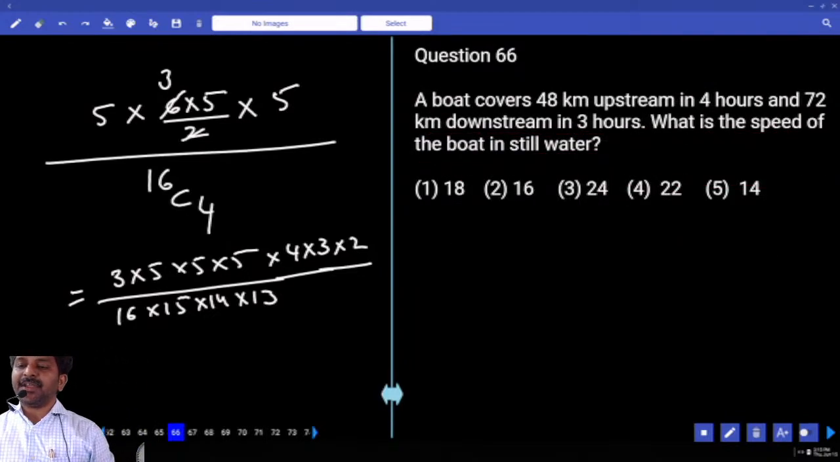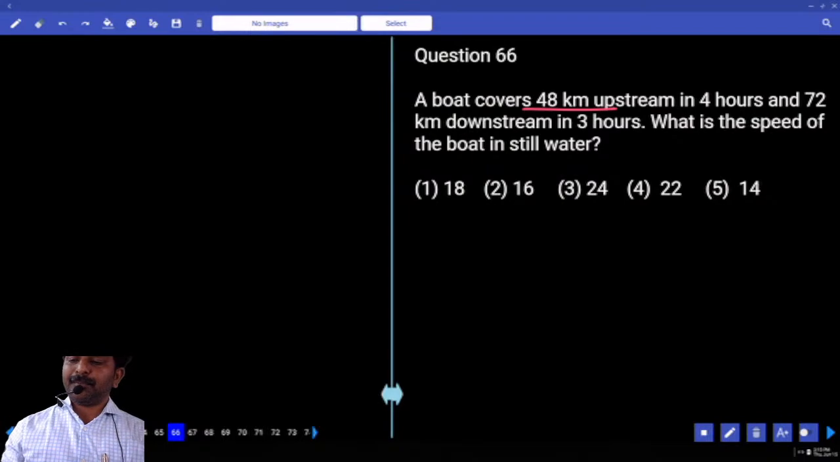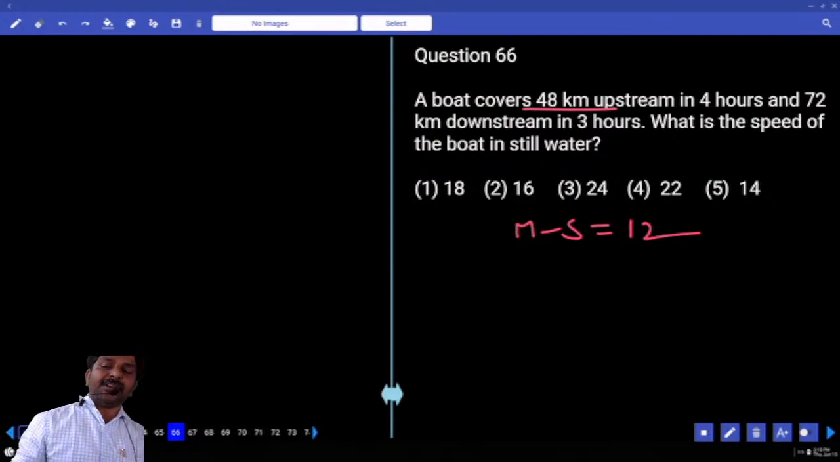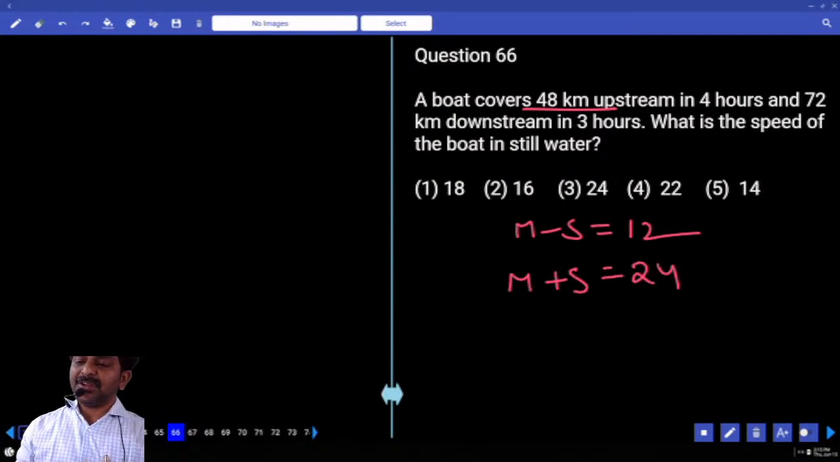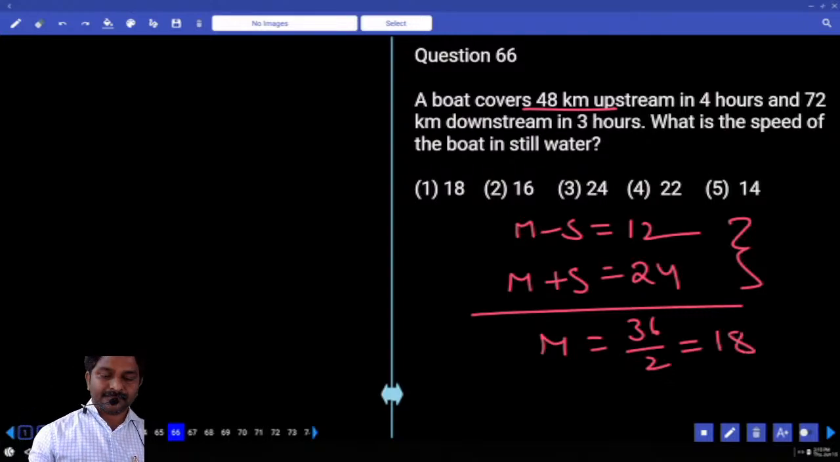A boat covers 48 kilometers upstream in 4 hours. Then what is the upstream speed? Per hour, 48 by 4, which is 12, right? M minus S is equal to 12. Downstream 72 kilometers covered in 3 hours. Then per hour, downstream M plus S. What is the speed of the boat in still water? How do you get the M value? Sum divided by 2. Answer 18.